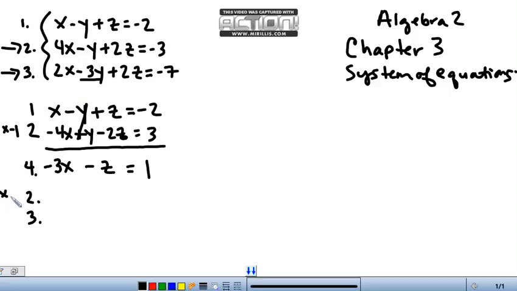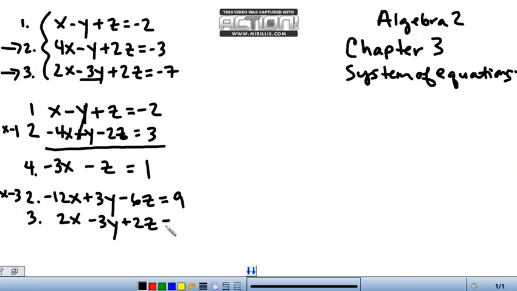So multiplying by negative 3, that will be negative 12x and then positive 3y, negative 6z equals 9. Let me double check that: negative 12x, multiplying by negative 3, positive 3y, negative 6z, and positive 9. Go ahead and pull equation 3 down. That'll be 2x minus 3y plus 2z equals negative 7.